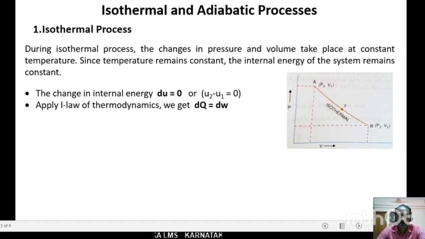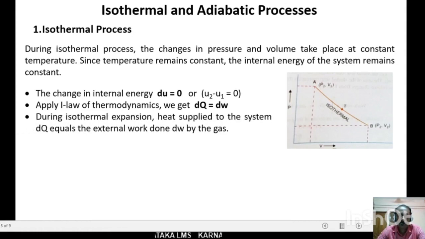If you take an ideal gas or perfect gas in a cylinder which is fitted with a frictionless piston, the side walls and bottom of the cylinder should be perfectly conducting. In this case, during isothermal expansion, heat supplied to the system, dQ, equals the external work done by the gas.